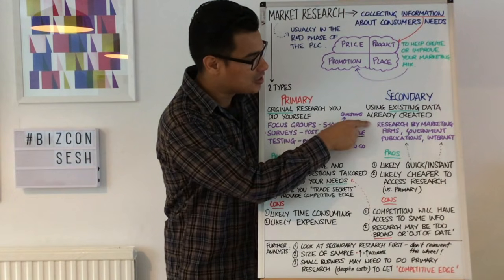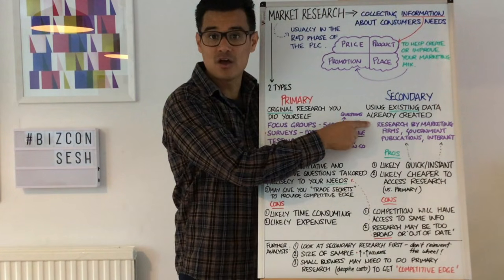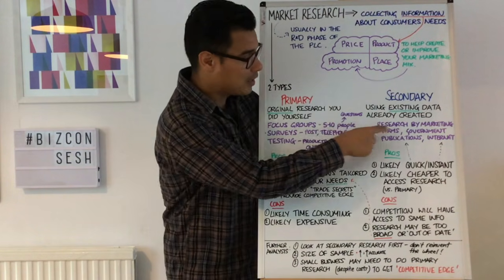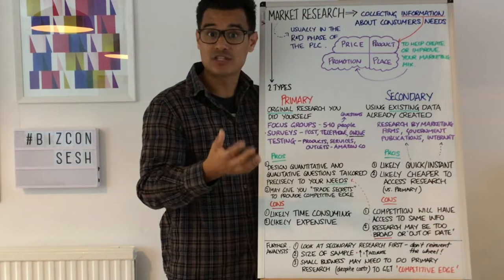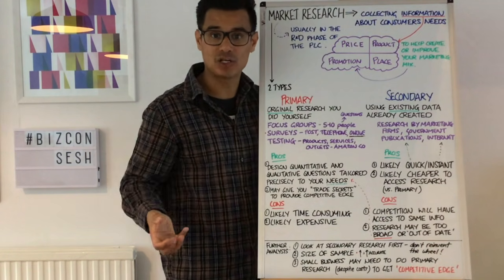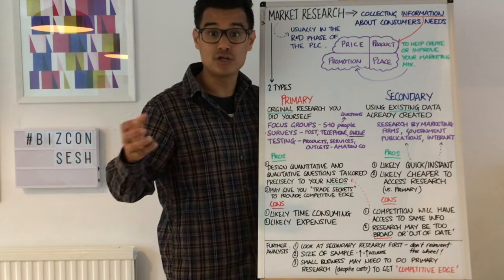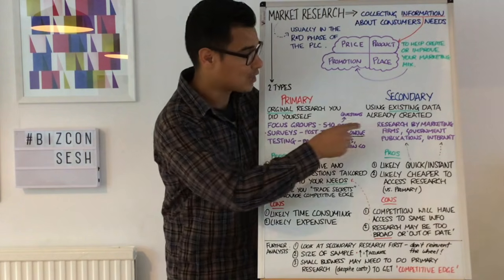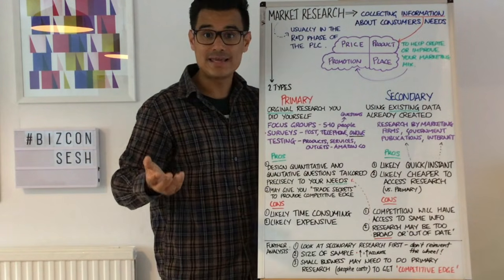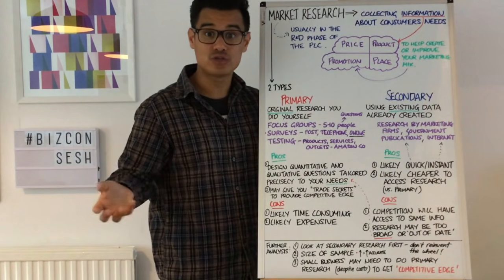Examples of that: research by marketing firms. Lots of firms will do market research and you can purchase it from those firms. That's good for you because it's cheaper than doing it yourself. You're getting a company that specialises in getting research and you just take the information that they find out. Government publications and the internet, for example, are all methods that you can use to get secondary research.